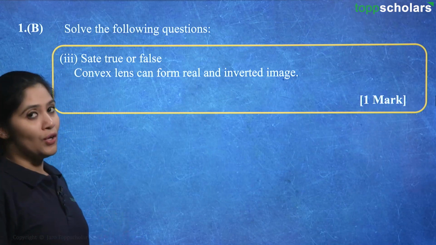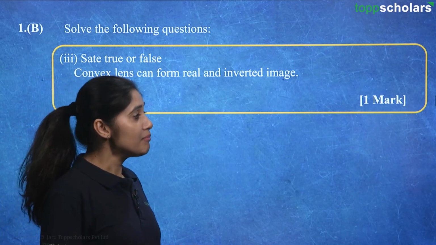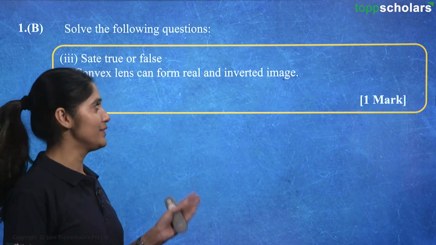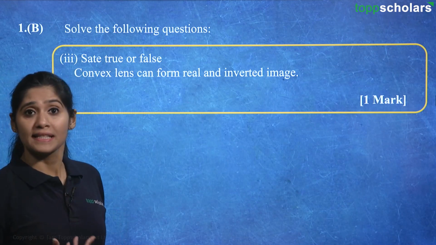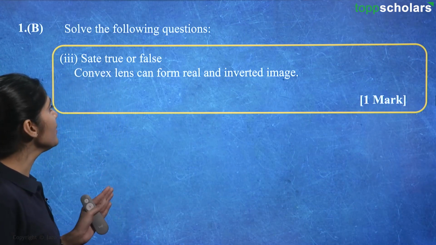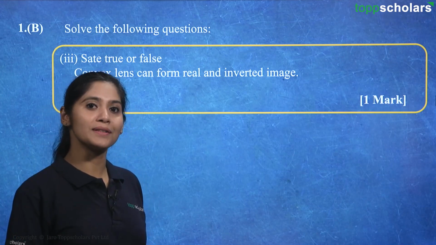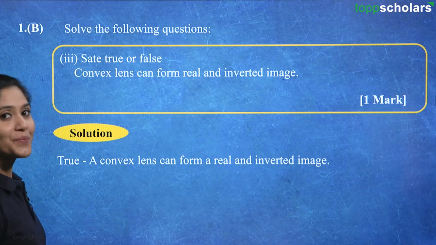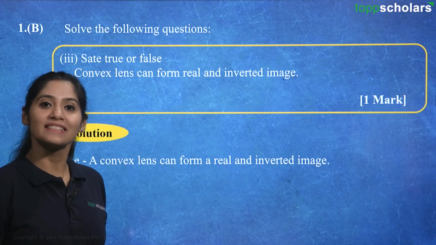State true or false. Convex lens can form real and inverted image. This is a 1 mark question. All you have to do is state if this statement is true or false. We have learned about convex lenses and the type of images they form. So what do you think? Convex lens can form real and inverted image. Is it true or false? It is absolutely true. A convex lens can form a real and inverted image.